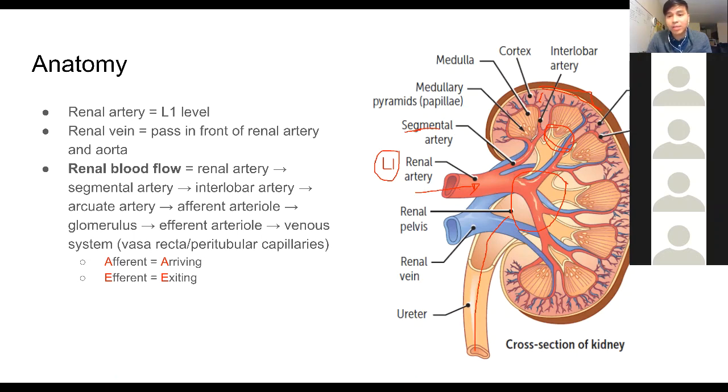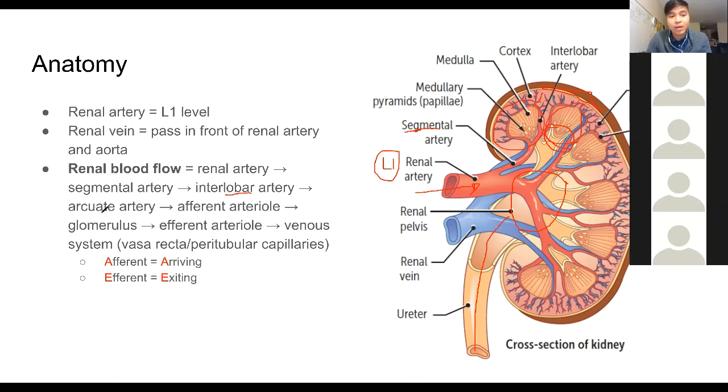And then we have the interlobar artery. They call it interlobar. You think about lobar. Lobar means there are lobes. So the kidney, you can divide it into different lobes. So this is one lobe. This is another lobe. This is another lobe. So that's why it's called interlobar.